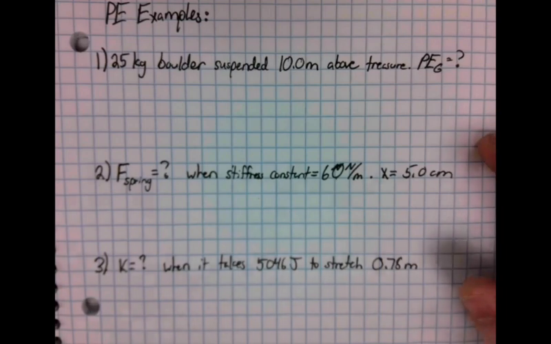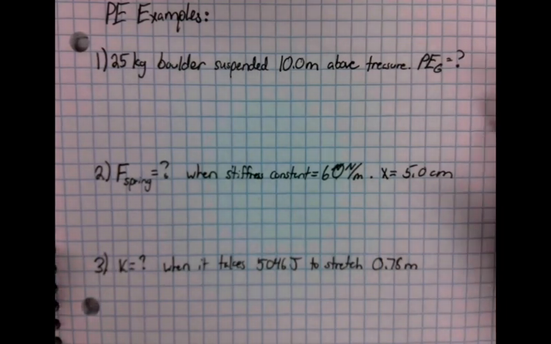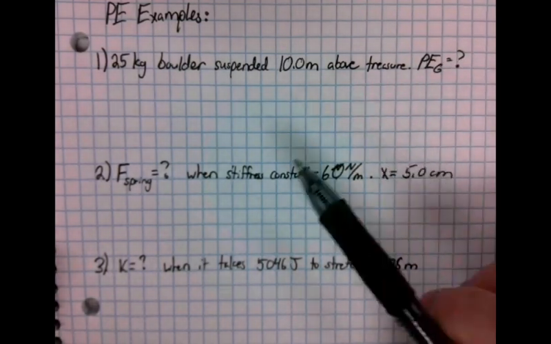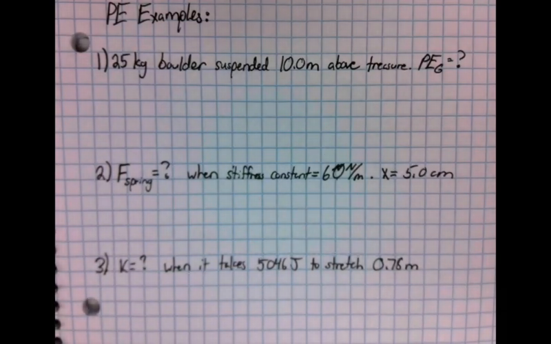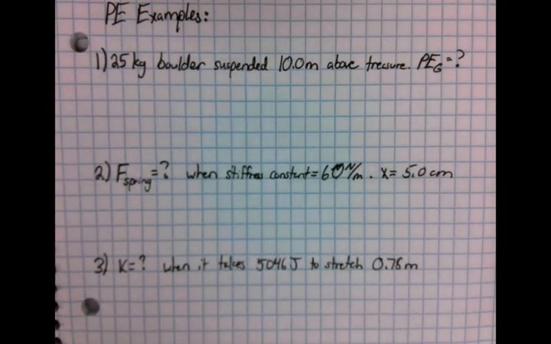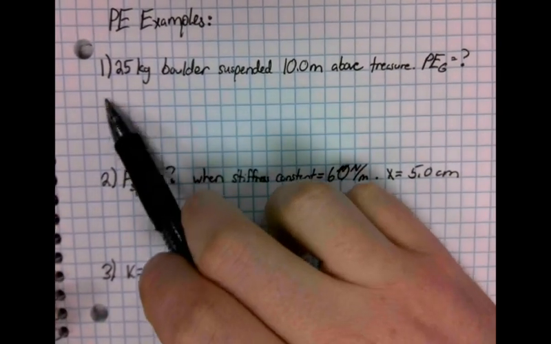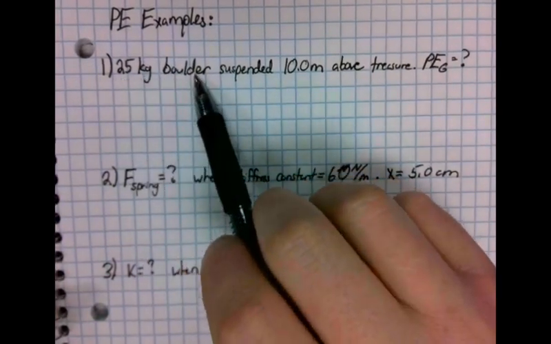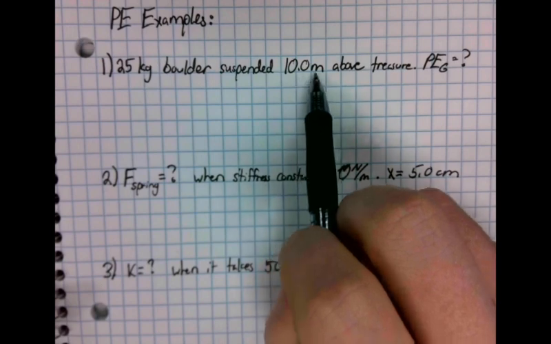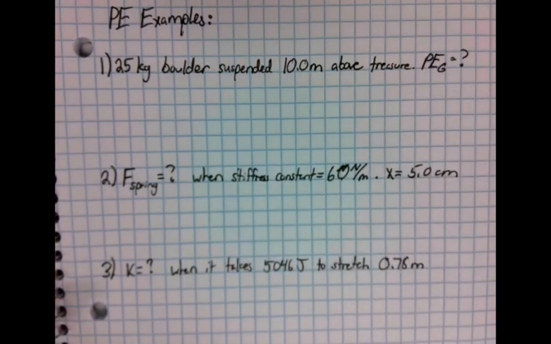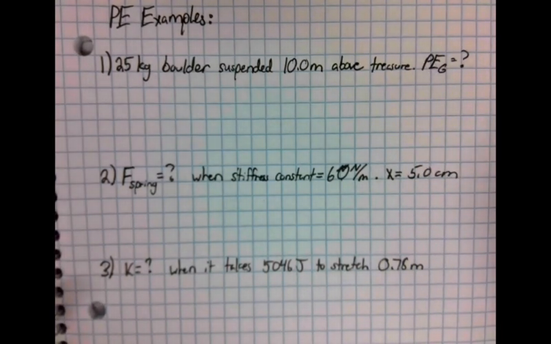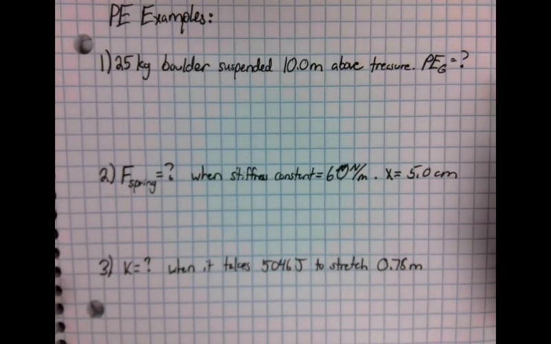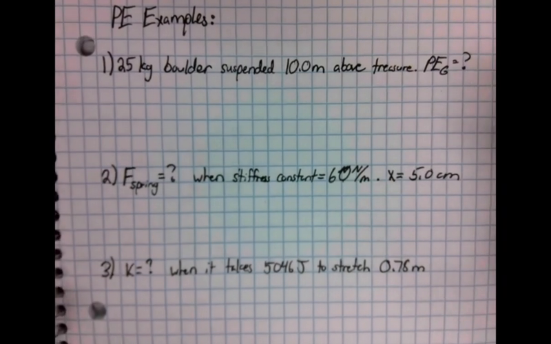We're going to be doing 3 problems related to potential energy, one about gravitational potential energy, and 2 related to springs, although the second one is not exactly related to it, but we'll get there when we get to it. So the first question said a 25 kilogram boulder is being suspended 10 meters above some sort of treasure. Again, this is some Indiana Jones style protective tomb thing going on. And we want to know, what is the potential energy due to gravity of that boulder?